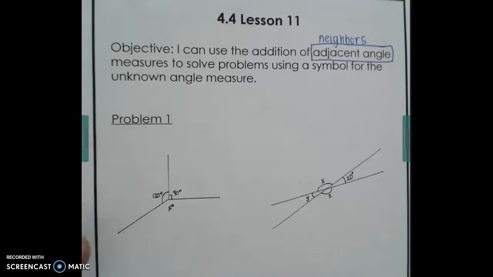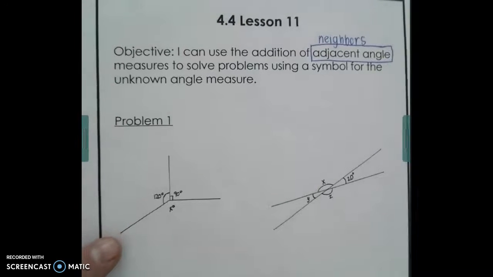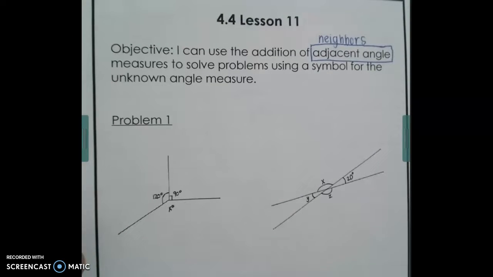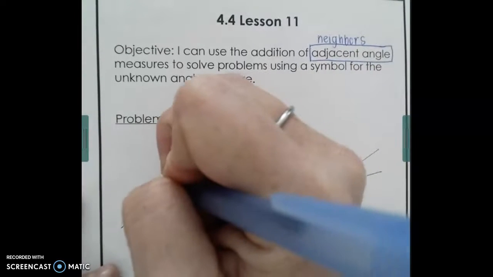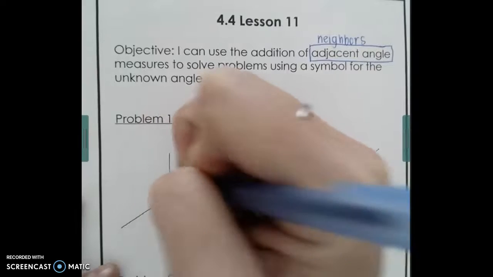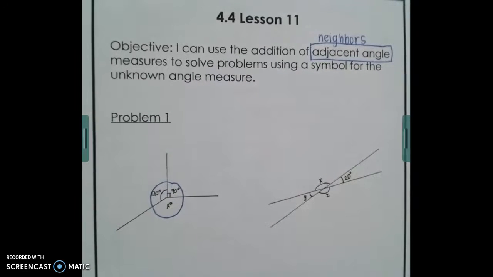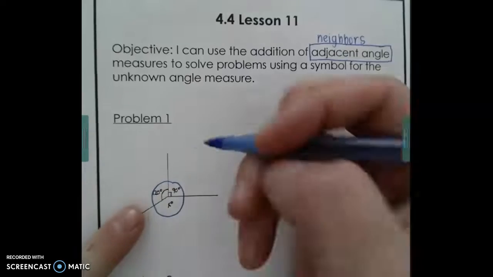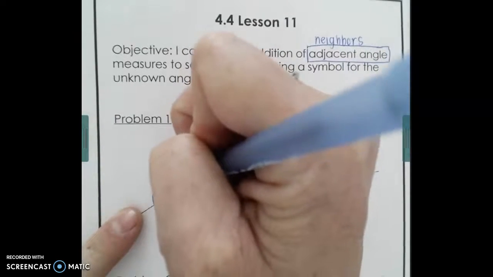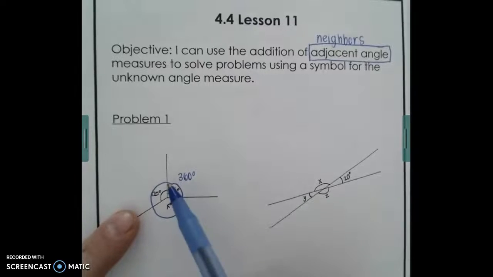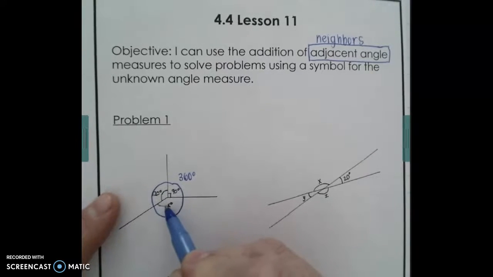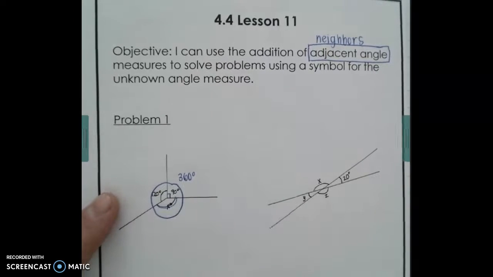So looking at problem 1, this is very similar to the work we did in class today, except instead of a straight angle and instead of 90-degree angles, here I see that I have a full circle, right? And we've got to remember what a full circle is equal to. Well, I know that if I go all the way around, I have 360 degrees. So I've got to use that information to help me solve. So I know I have 90, I know I have 120, and then I have a mystery angle right here that I want to figure out, that x, okay?